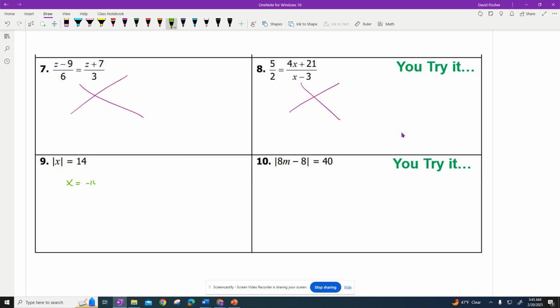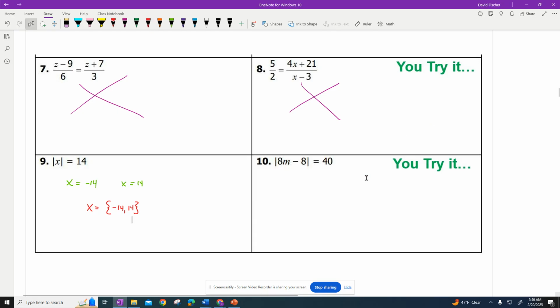X equals -14. X equals 14. That makes the absolute value sign go away. And so when we write our answer, remember we have these brackets. We got a -14, comma 14. Absolute values most of the time have 2 answers, and we put them in brackets. Okay? Well, that was pretty quick.